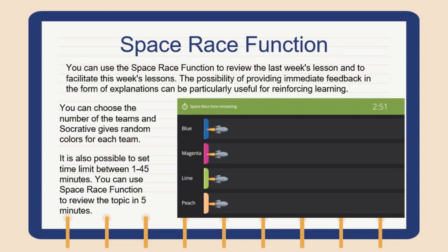Space race function. You can use the space race function to review the last week's lesson and to facilitate this week's lessons. You can choose the number of teams, and Socrative gives random colors for each team. It's also possible to set a time limit between 1 and 45 minutes. You can use the space race function to review the topic in 5 minutes.